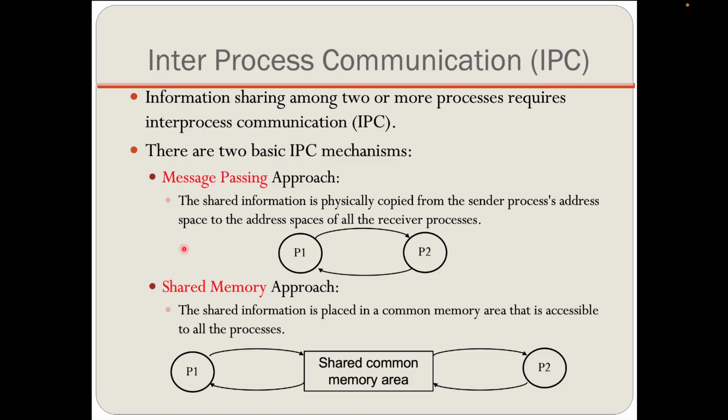This mechanism is usually called inter-process communication facility, abbreviated as IPC. Okay, and in general, there are two kinds of IPC mechanism. One is the message passing approach. The shared information is physically copied from the address space of one party to another party. It's like you copy the information from the address space of the sender to the address space of the receiver.